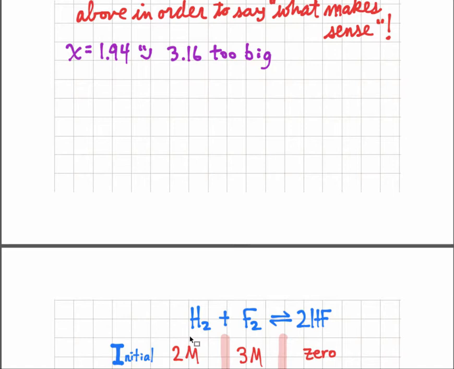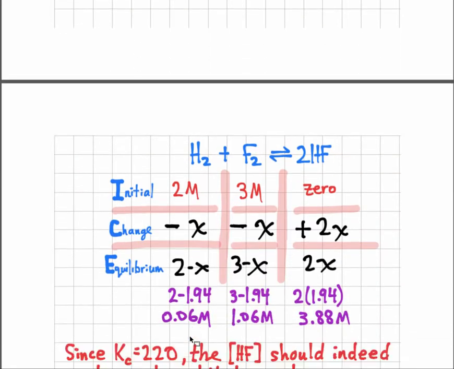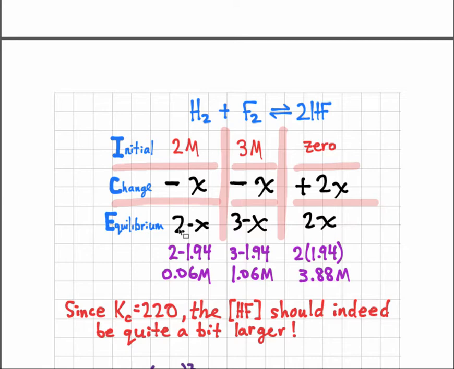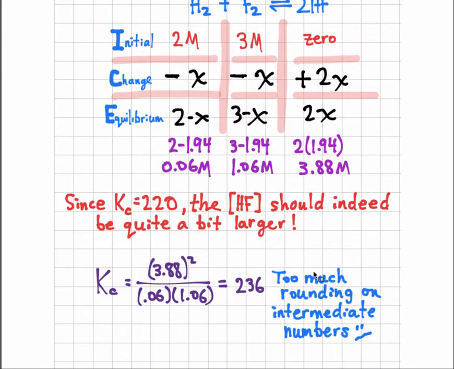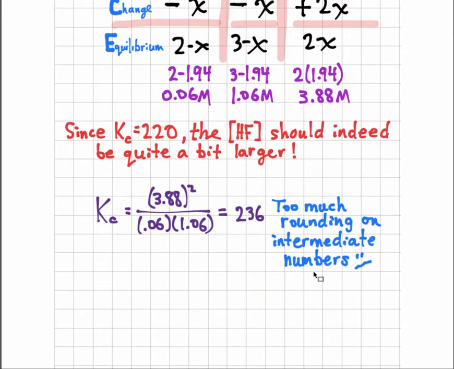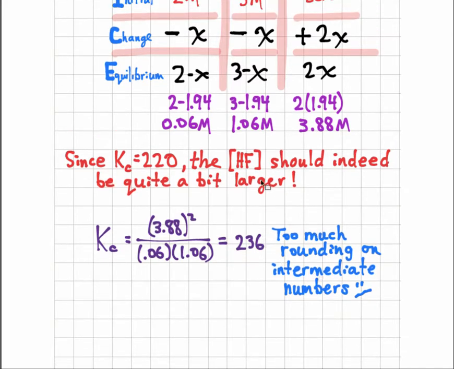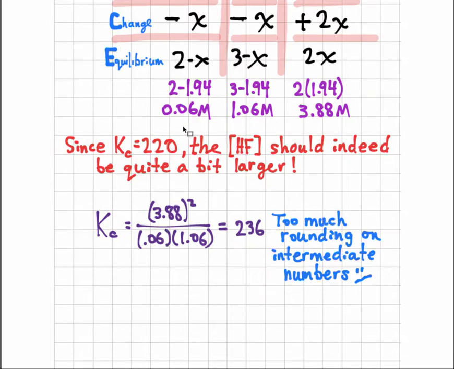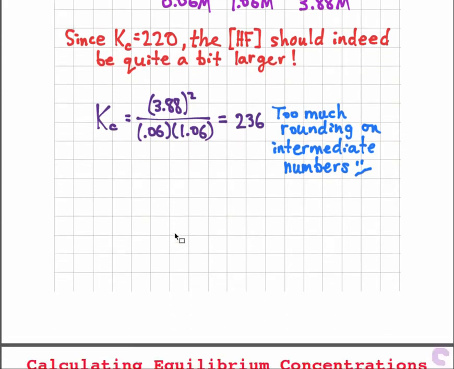Well, I shouldn't just be proud of what I did there. I should take the 1.94 and plug it back into my ICE table and figure out my ending concentrations. 2 minus 1.94, 3 minus 1.94, and 2 times 1.94 give me these molar concentrations. So this went down, this went down, this went up, and then I take those and plug them back into the law of mass action. I'm doing kind of a check here. This should come out to be 220. I must have rounded these numbers off too much somewhere. But if I do that, then these concentrations should give me, according to the law of mass action for this particular equation, that 220 value.